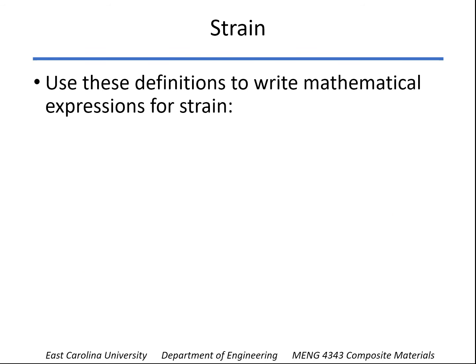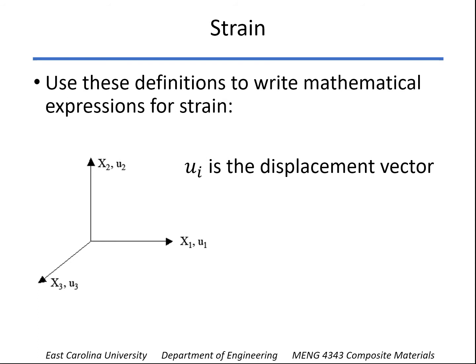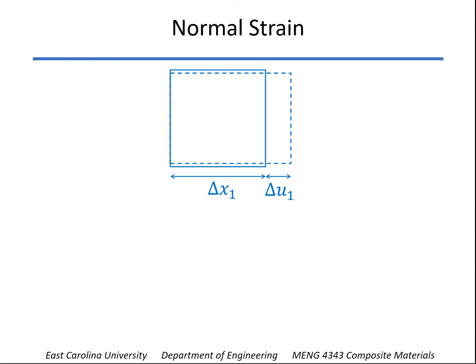So let's look at our coordinate system, x1, x2, and x3, and the displacements corresponding to each of those directions are u1, u2, and u3. So in other words, ui is the displacement vector here. And let's look at normal strain first. So we've got a small piece of material. It has a length along the x1 direction of delta x1, and when we stretch it, displacement is delta u1.